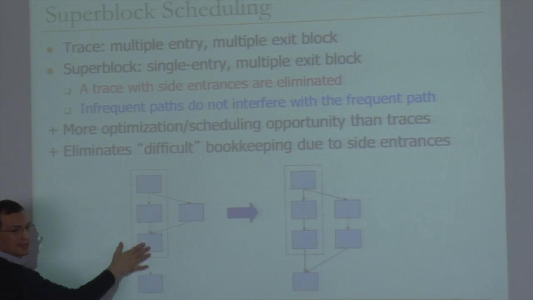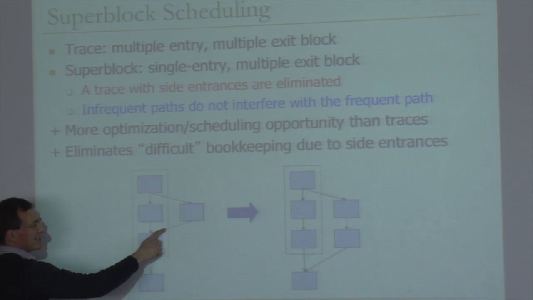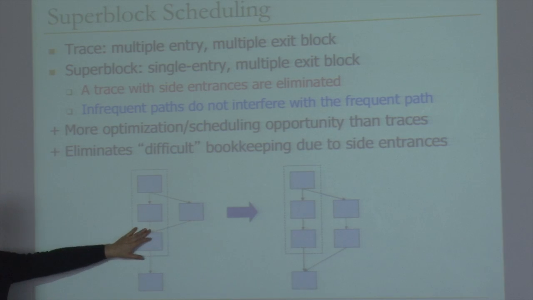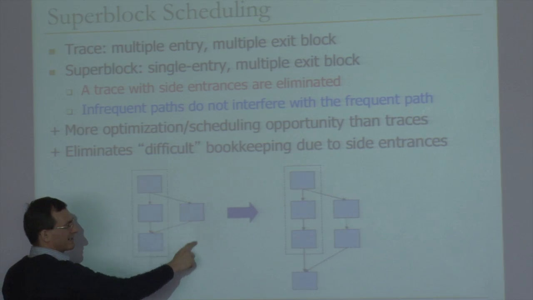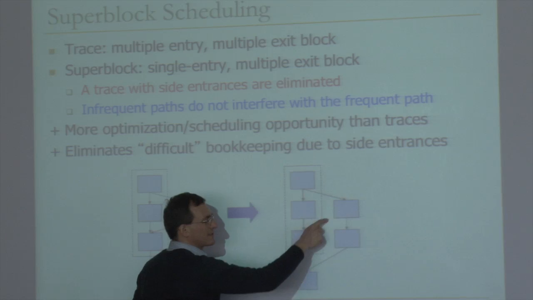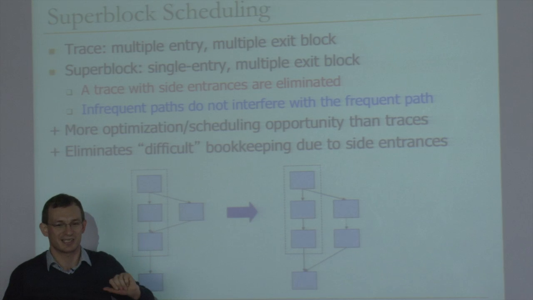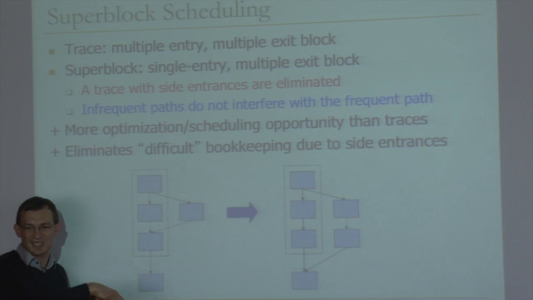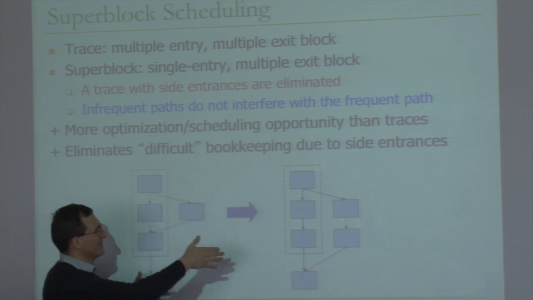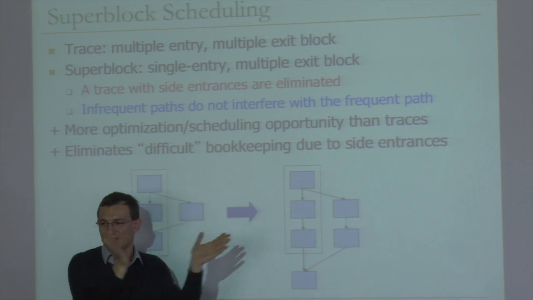You figured out this is your frequently executed path. These are the blocks you frequently execute. And because of the side entrance, you have a lot of optimization opportunity that's prevented. So to form a superblock, you replicate this block, and you now get rid of the side entrance into the trace. So a superblock is a single entry, multiple exit block. No side entrances. That enables more optimization and scheduling opportunity than traces because this incoming path doesn't exist. Now if you enter the superblock, you know that you're only going to exit it. Nothing is going to enter it.